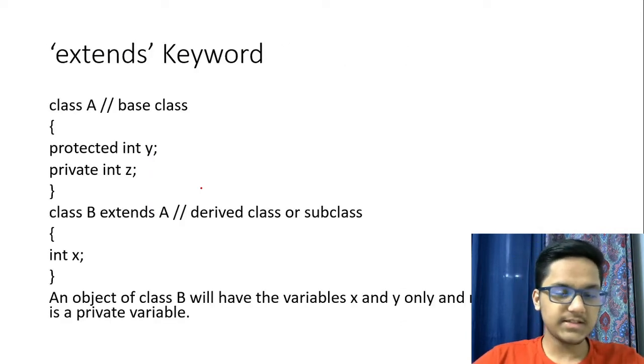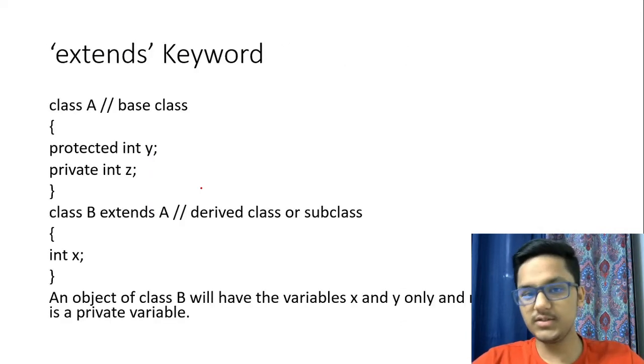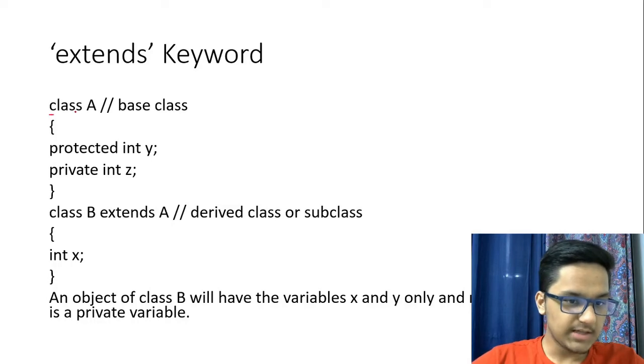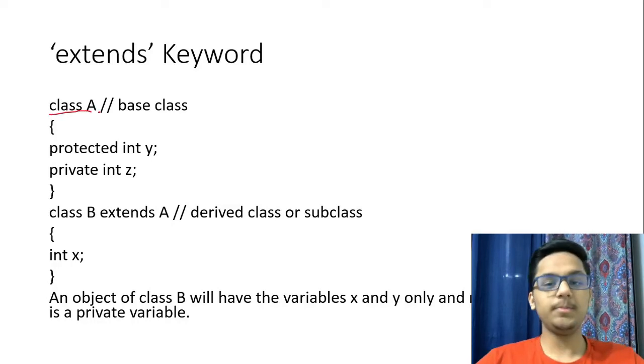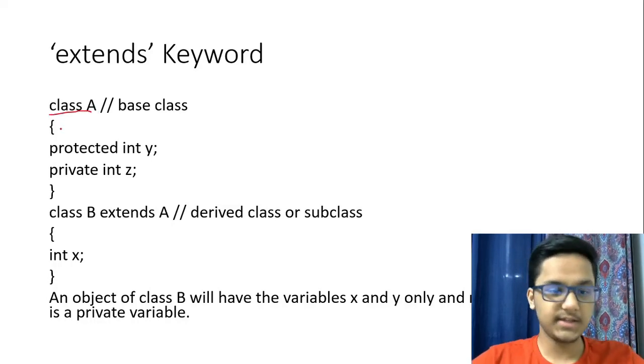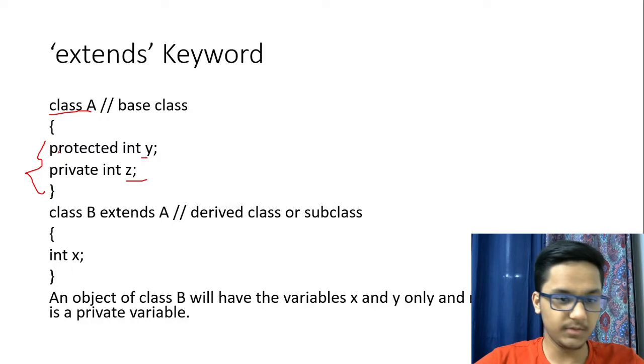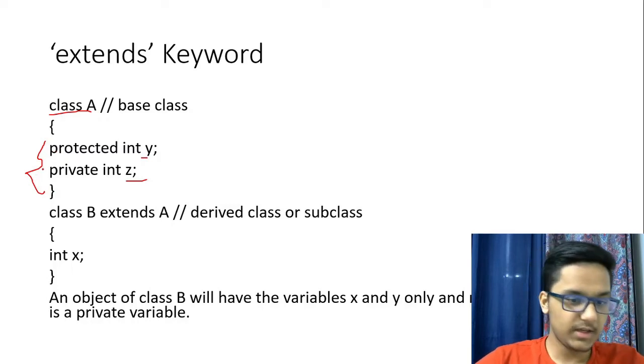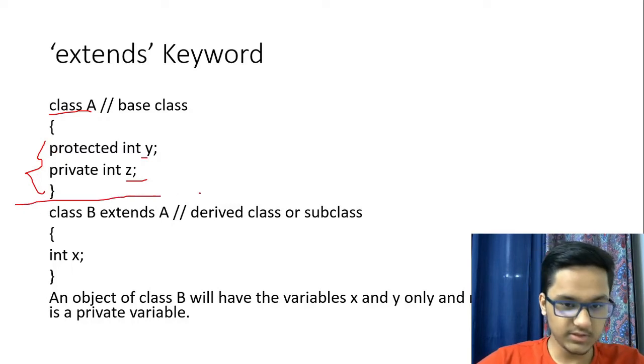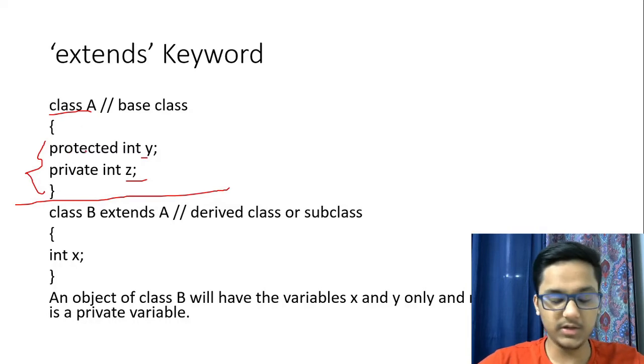Now, how do we actually do this inheritance? How does this work? Let's say you have a class A. This is your parent class. This has two variables, two integers, y and z. Ignore the access specifier for now. So this is one class. It has only two lines of code.